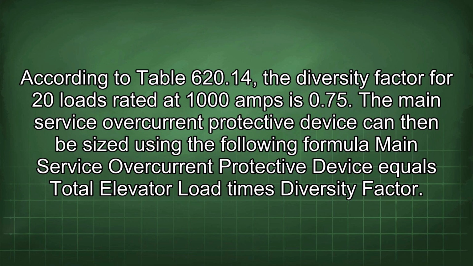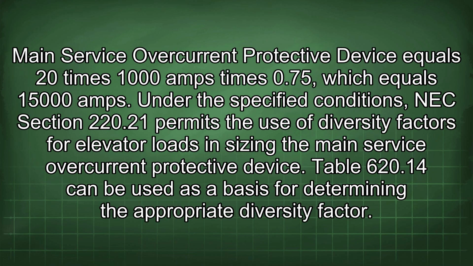The main service overcurrent protective device can then be sized using the following formula: main service overcurrent protective device equals total elevator load times diversity factor. Main service overcurrent protective device equals 20 times 1000 amps times 0.75, which equals 15,000 amps.